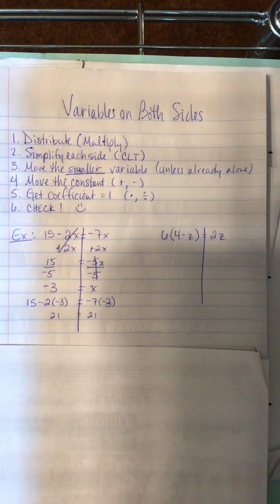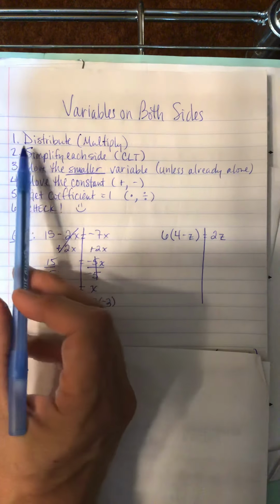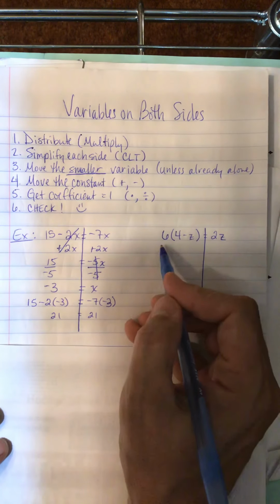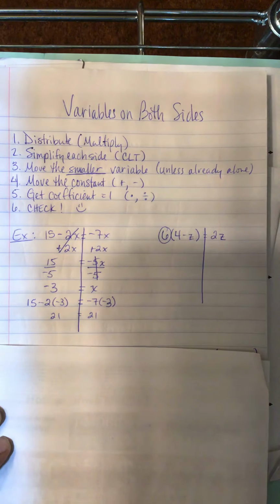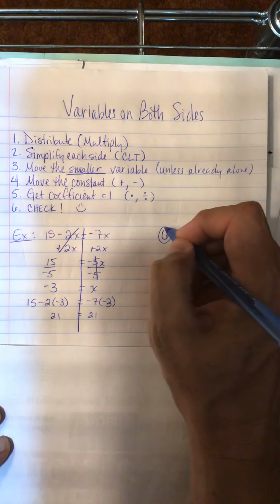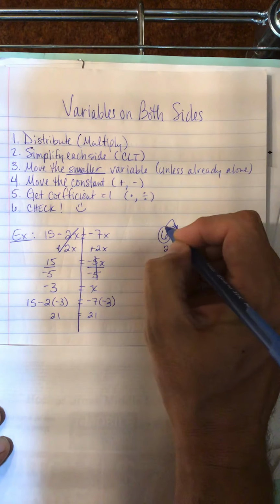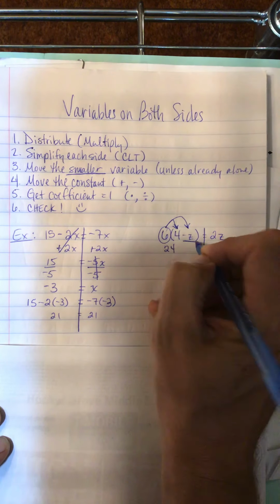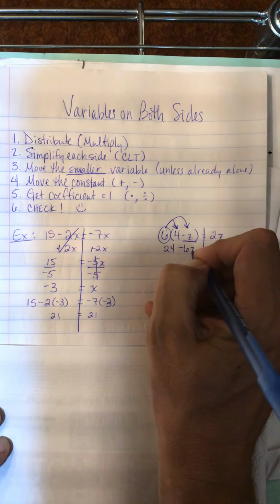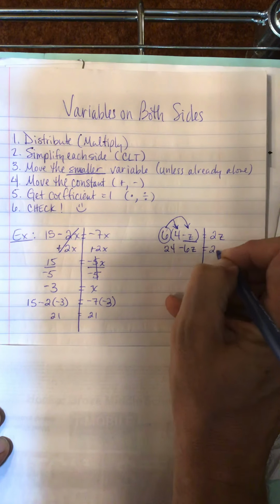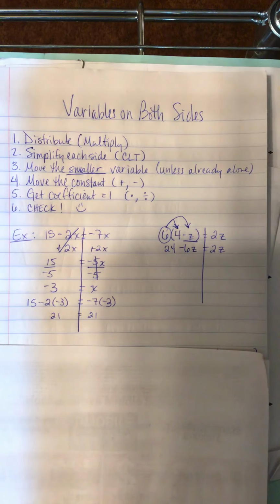6 times the quantity of 4 minus z is equal to 2z. Let's go through our steps. Number 1, distribute. Yes, we need to distribute. This 6 outside is going to get multiplied by everything inside. So we're going to take 6 times 4 to get 24. We're also going to take 6 times negative z to get negative 6z. And that equals positive 2z.